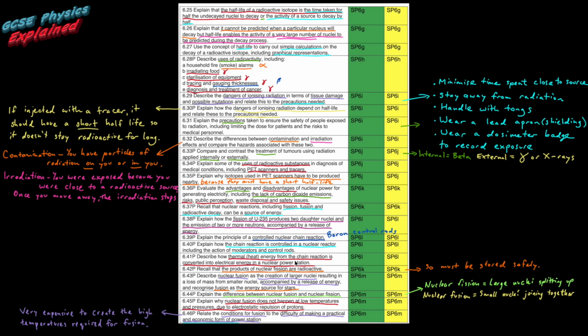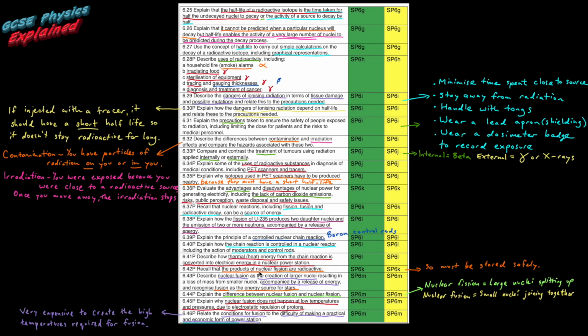Describe how thermal energy from the chain reaction is converted into electrical energy in a nuclear power station. So, yeah, what happens in a nuclear power station? You just say heat energy gets converted into electrical energy. 1 mark, thank you very much.